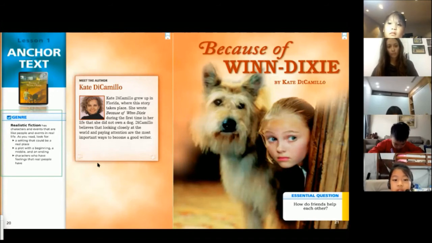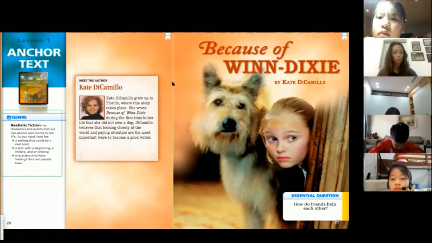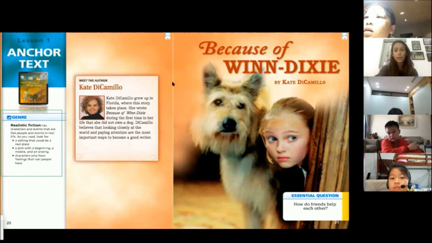Okay, thank you, Minghai. So, realistic fiction means made up. So, this is a made up story. However, the characters in the story are like people or characters you'd find in real life. The setting is similar to settings that we find in real life, and events that happen are events that could happen in real life.